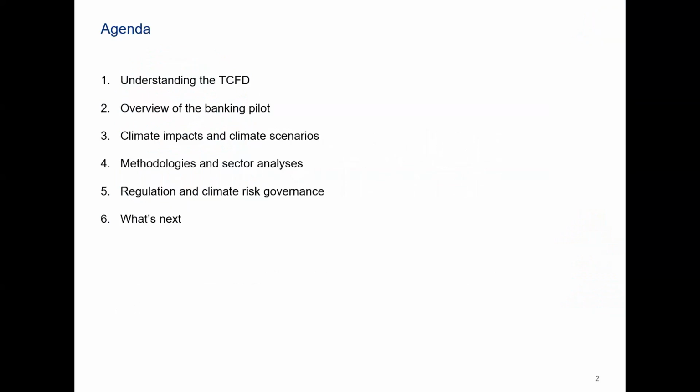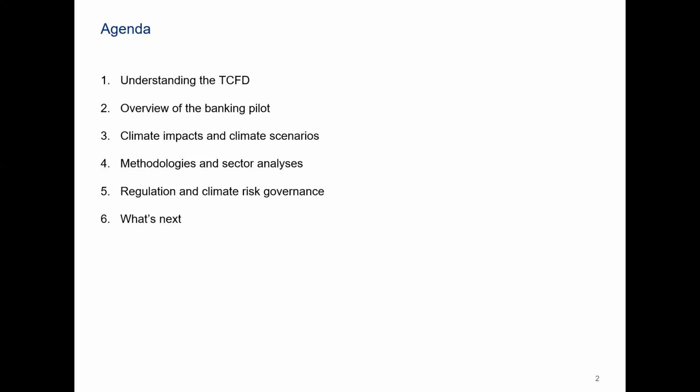As far as our agenda for the day, I've decided to go a little bit deeper into the TCFD itself for this session, just with some of the thoughts around transition risk that it implies. Then, for those of you who weren't on the call yesterday, we'll do a quick recap of the banking pilot itself, with a little bit of a deeper dive into some of the outputs that we didn't necessarily cover yesterday. We'll talk about the three main pillars of the program itself.